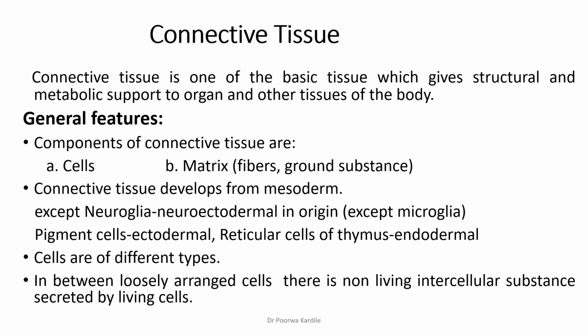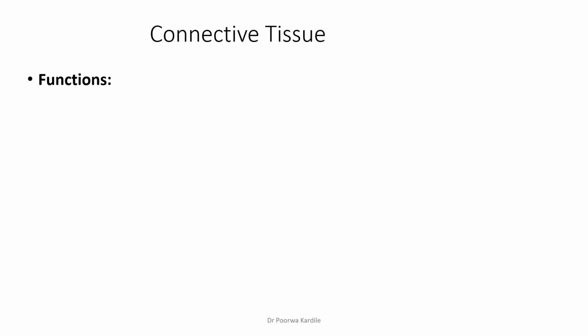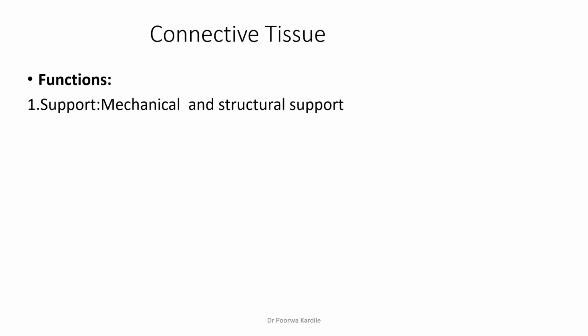The cells present in connective tissue are of different types, and between these living cells is the non-living intercellular substance. So the functions of connective tissue are: it provides mechanical as well as structural support to the organs. The intercellular spaces are filled with the connective tissue, so it acts as a packing material. Then the organs are covered by capsules. They provide shape to the organ.